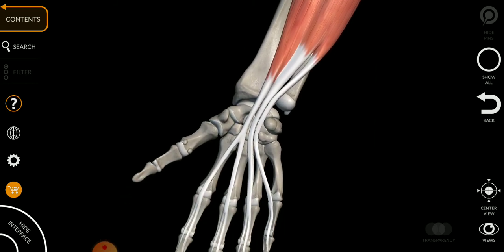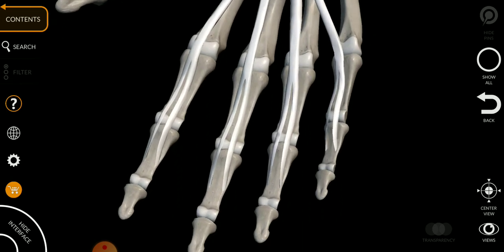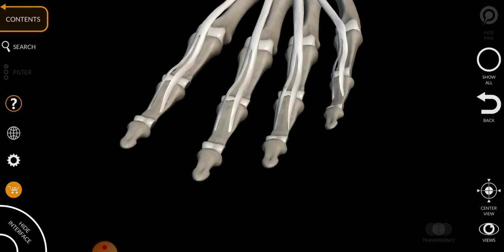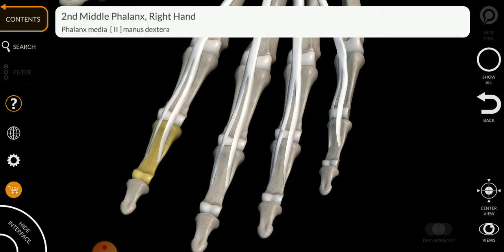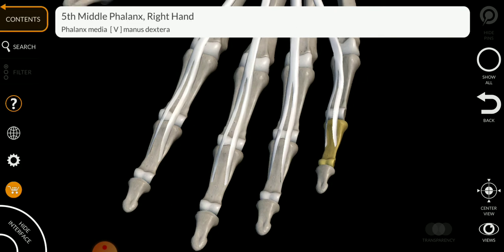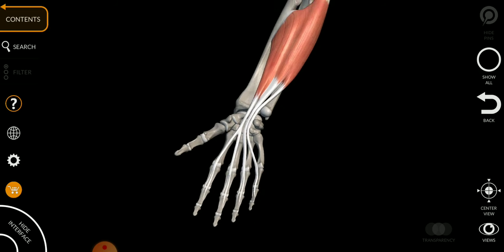It goes down, down, down, and now it attaches to the bone. It has an insertion into the second, third, fourth, and fifth phalanges of the hand. As it is attached to the hand, it helps in the flexion and adduction or abduction of your hand.